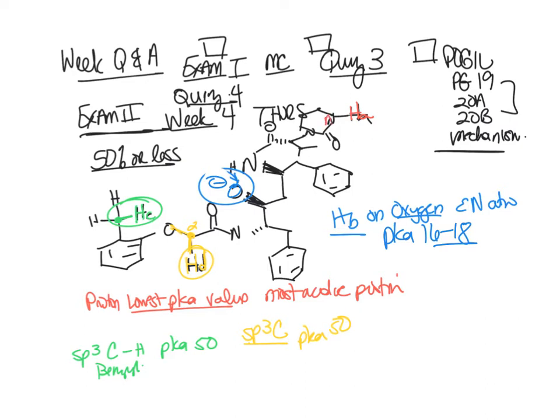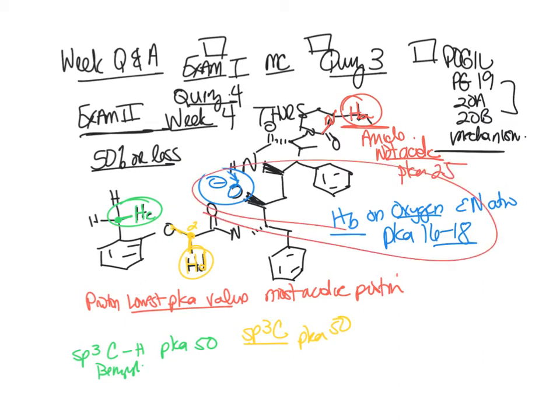And then HA, you can look at an amide, and amide hydrogens are not acidic. Okay, so they're not acidic at all. And so that pKa, I would guess, would be around 25. So this HB should have been your answer there. And that is correct.